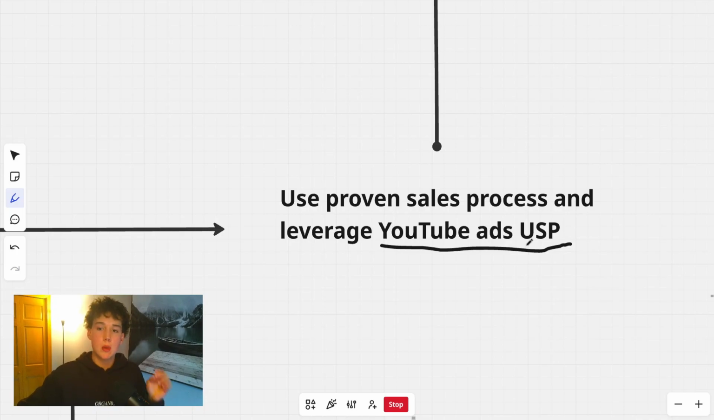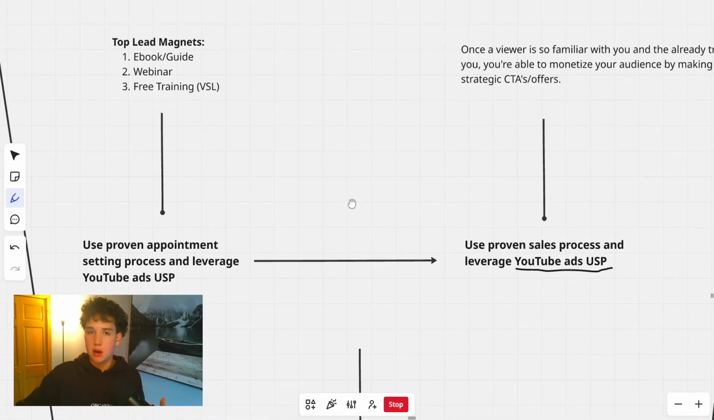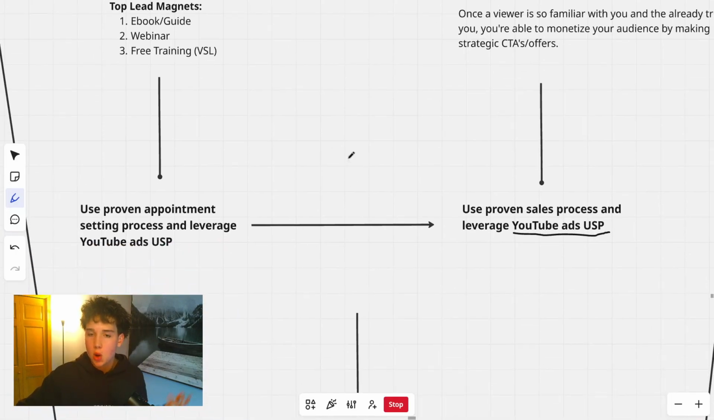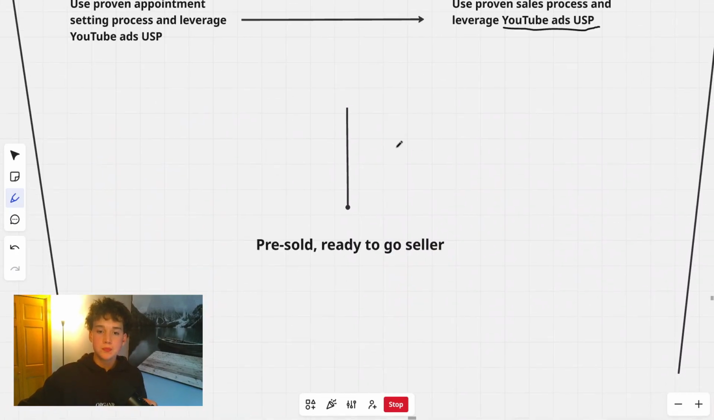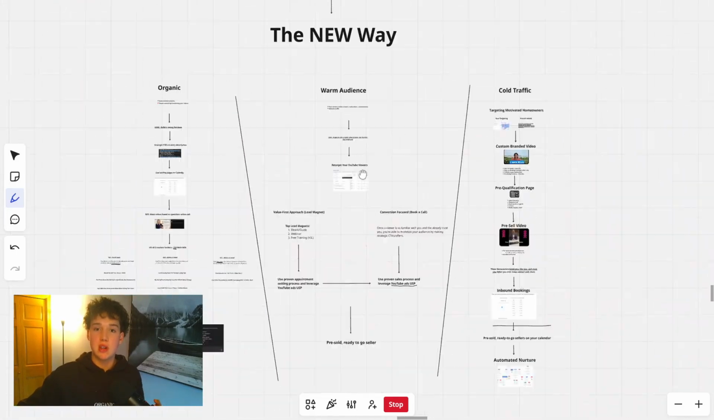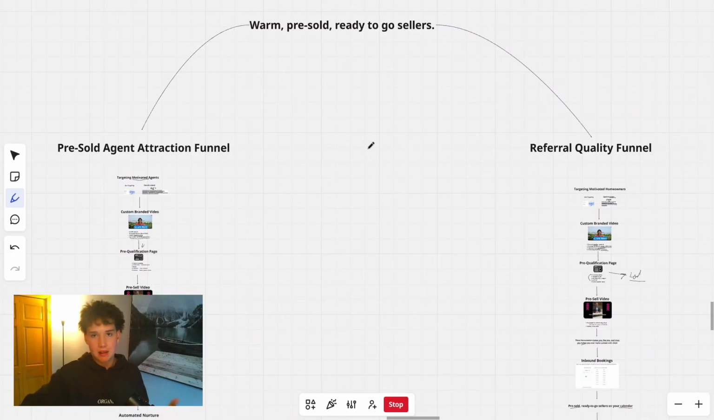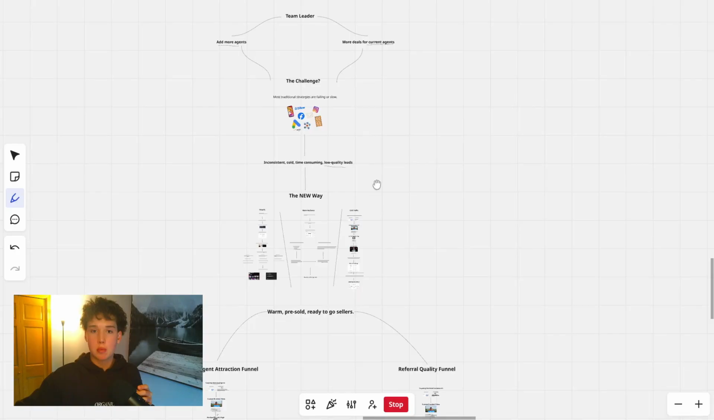But it's always important that you have some sort of unique selling proposition, whether that's like a 1% team split or something along those lines, flat fee, whatever it may be. Having a unique selling proposition is always super important. But what it comes down to is, again, pre-sold, ready to go seller, pre-sold, ready to go agent, whatever your focus is on. Now, I recommend using a mixture of both of these, where you can constantly be attracting agents and getting your current team more deals. But that's the entire process right there.